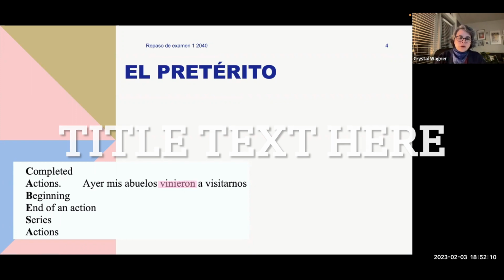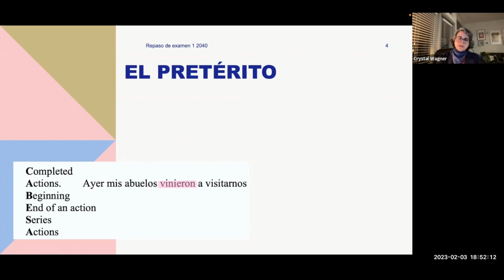Always remember the preterite, el pretérito, as completed actions. This is different from the imperfect. Completed actions as something that has concluded, that is not ongoing. It can also be the beginning or end of an action and or a series of actions. Por ejemplo, ayer mis abuelos vinieron a visitarnos. Vinieron a visitarnos, so my grandparents came yesterday to visit us, is a one-time event that concluded.